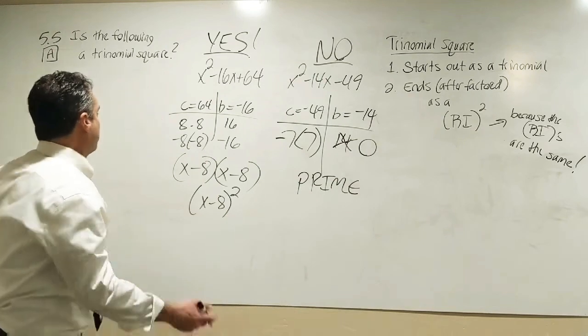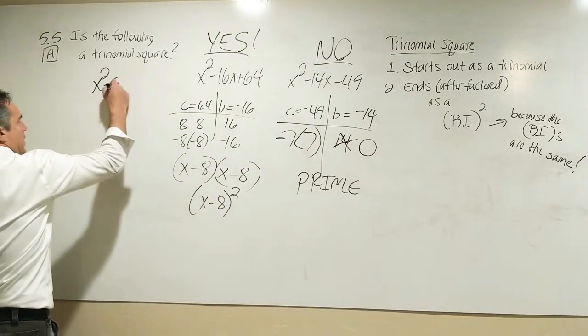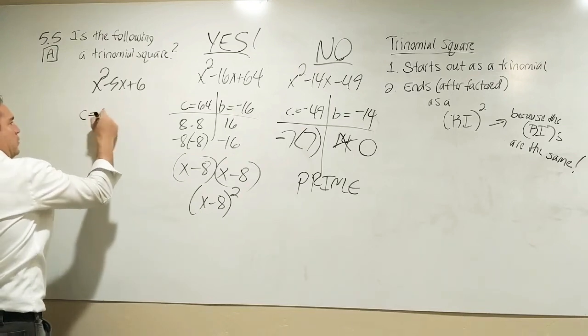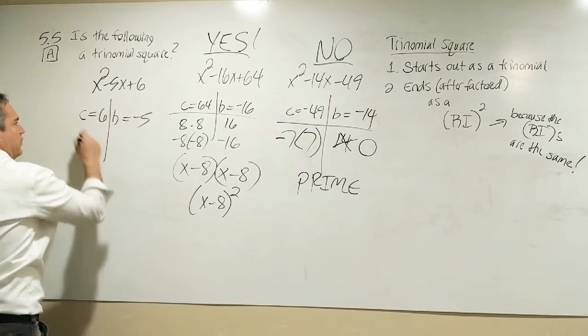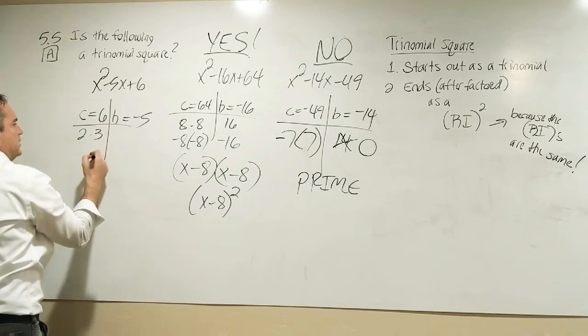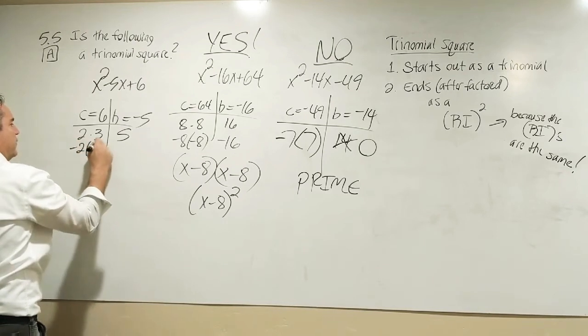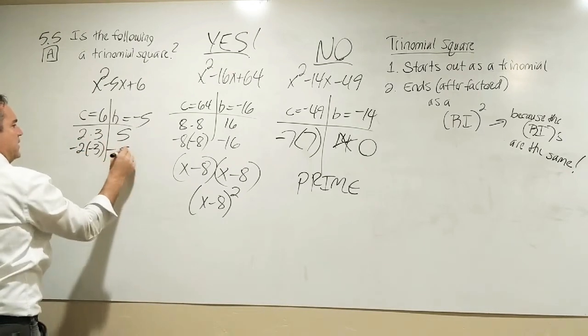But let's take another problem. Let's take x squared minus 5x plus 6. Let's factor that, okay? We factor it, C equals 6, B equals negative 5. 2 times 3 makes 6, when added together makes 5. What about negative 2 and negative 3? That makes positive 6, when added together makes negative 5.